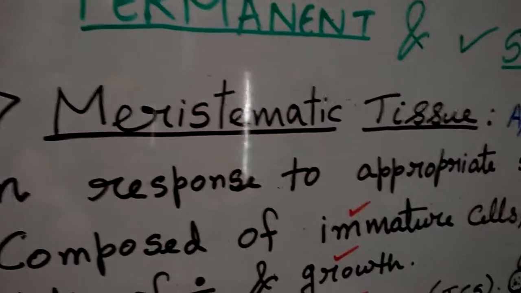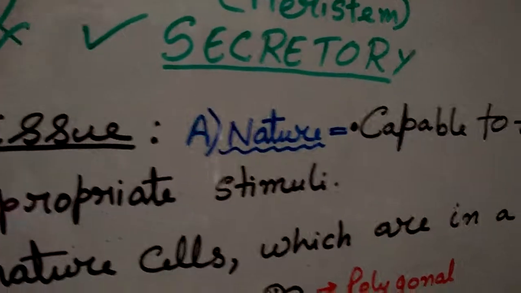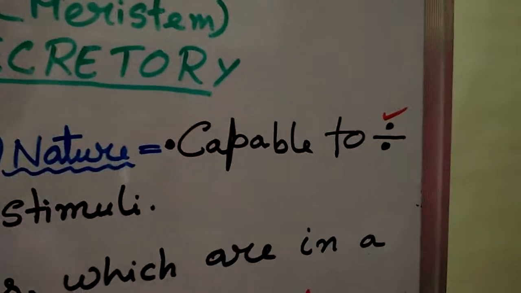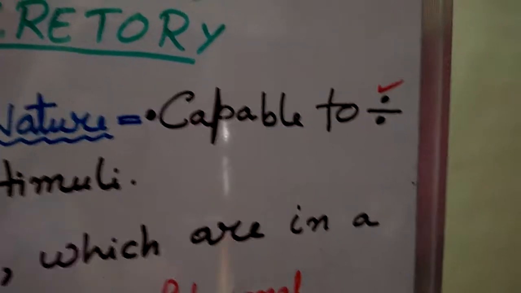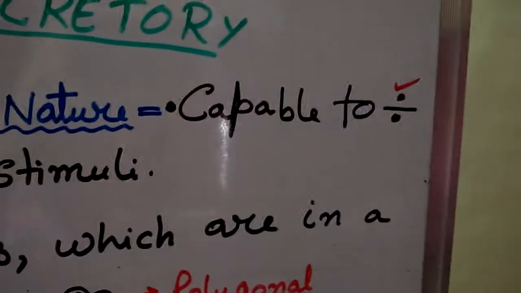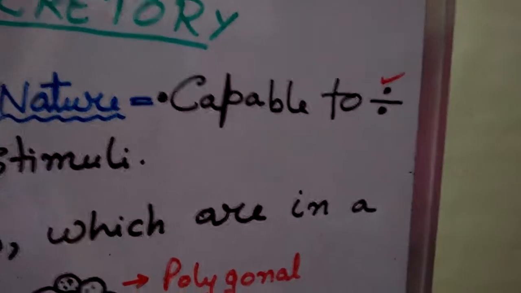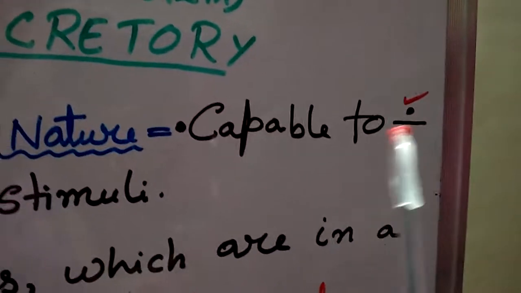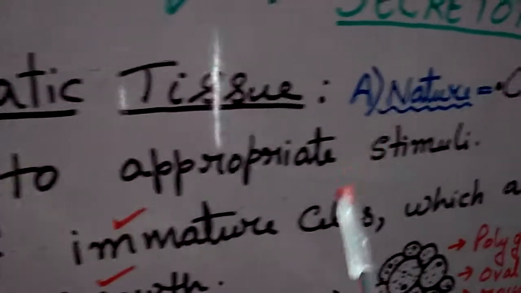So let's start with the first type of tissue, which is meristematic tissue or meristem. If we discuss the nature of this type of tissue, it is basically capable of showing division. Guys, I am very used to this type of abbreviation. I always prefer to use abbreviation, so instead of writing division or divide, I am using the symbol here. So meristematic tissues are capable of showing division in response to appropriate stimuli.